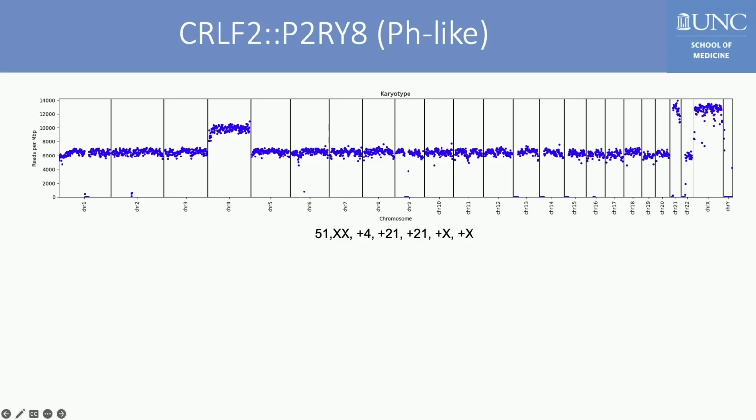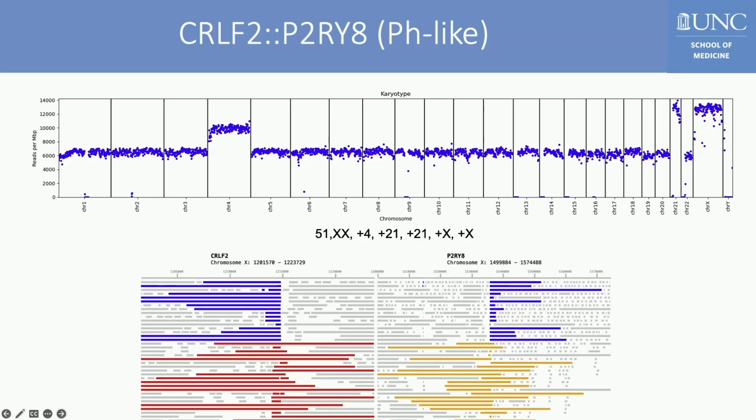So I want to highlight one of the samples that we did in real time. This is a sample where we can see that there are roughly 50% more reads for chromosome 4, indicating to us that there is likely an extra copy of this chromosome. We also see that for chromosomes 21 and the X chromosome, there appear to be about 100% more reads for these, indicating to us that there are likely 4 copies of these chromosomes. If we look at the gene level, we see that there are a number of reads supporting a CRLF2-P2RY8 fusion.